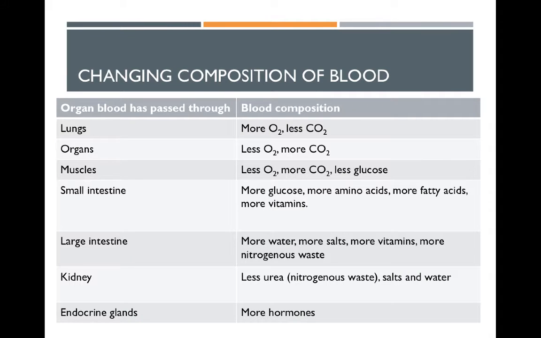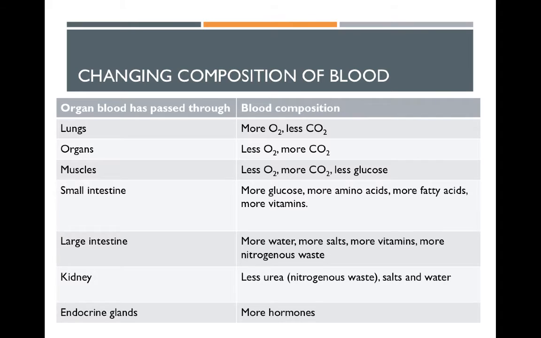So this table is basically a summary of what we've just said, okay? I think it's a really good overview of what you actually need to know for this particular dot point. So put simply, as blood passes through our lungs, there's more oxygen, less carbon dioxide. As blood passes through all our other organs, there's less oxygen, more carbon dioxide. As blood passes through our muscles, which are obviously a type of tissue, there's less oxygen, more carbon dioxide, also less glucose though, because our muscles use glucose for energy.